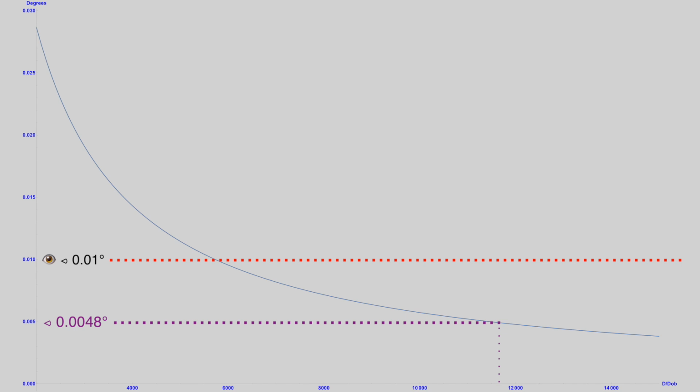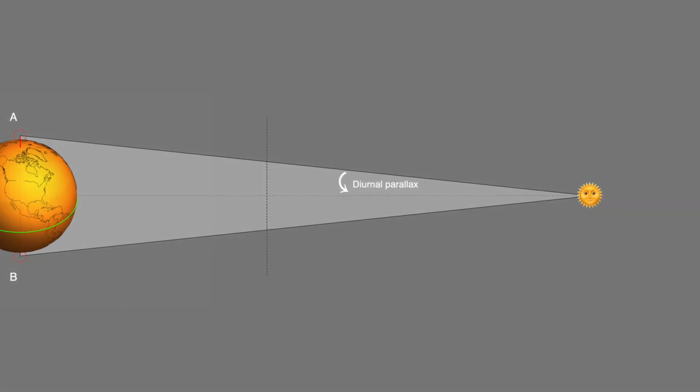This corresponds to an angle of 0.0048 degree, well within the range of measurable values on Earth, given the appropriate instrumentation. The diurnal parallax of the Sun is 0.0024 degree, or 8.79 arcseconds.